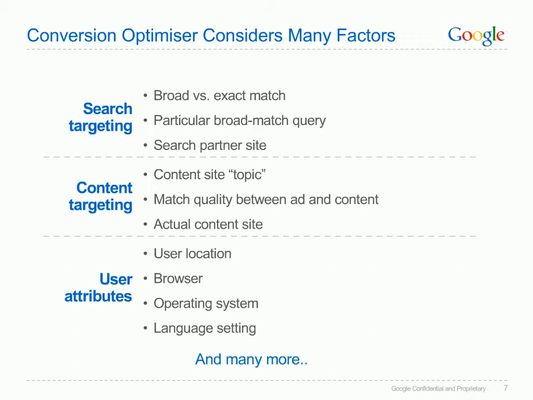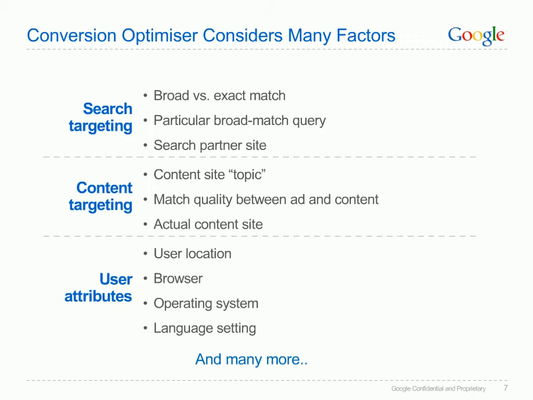If the ad is appearing on the Google Content Network, there are a lot of things Conversion Optimiser can look at as well. Let's say the Google T-shirt ad performs better on a site focused on technology versus a site focused on fashion. The ad would bid up for the tech site.